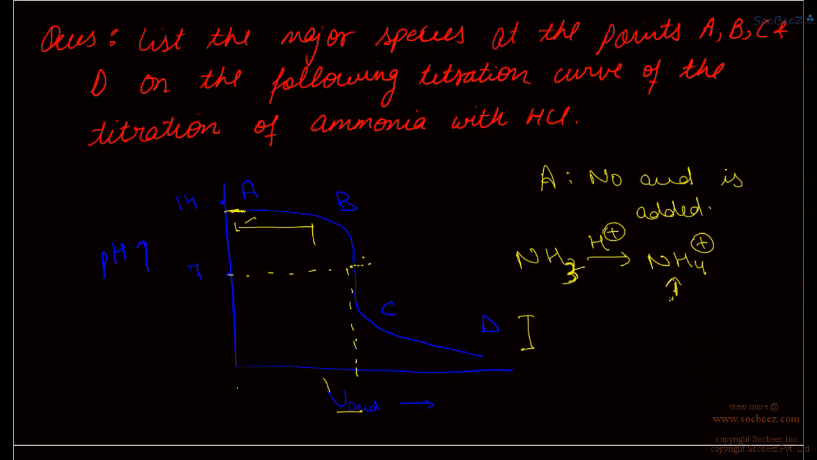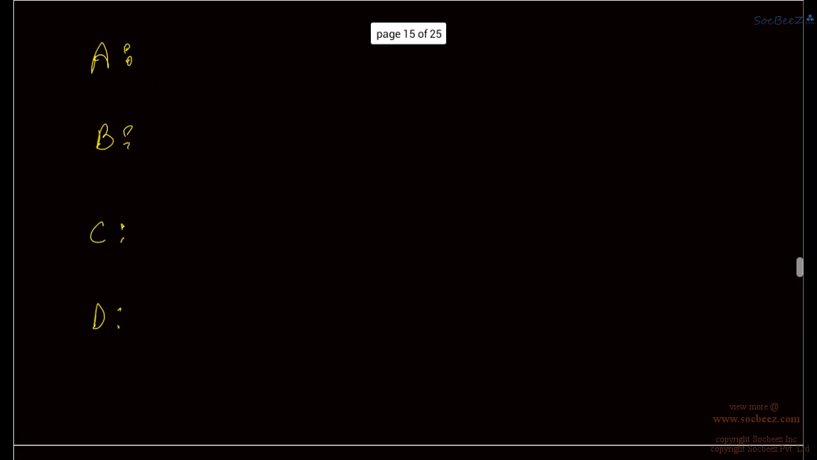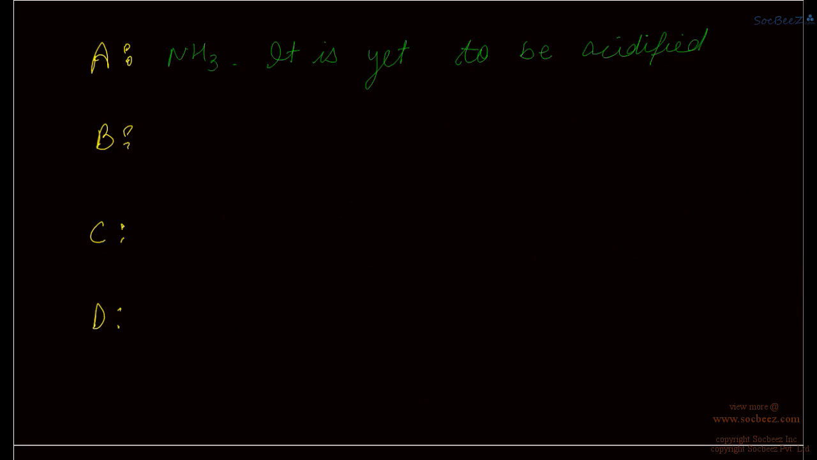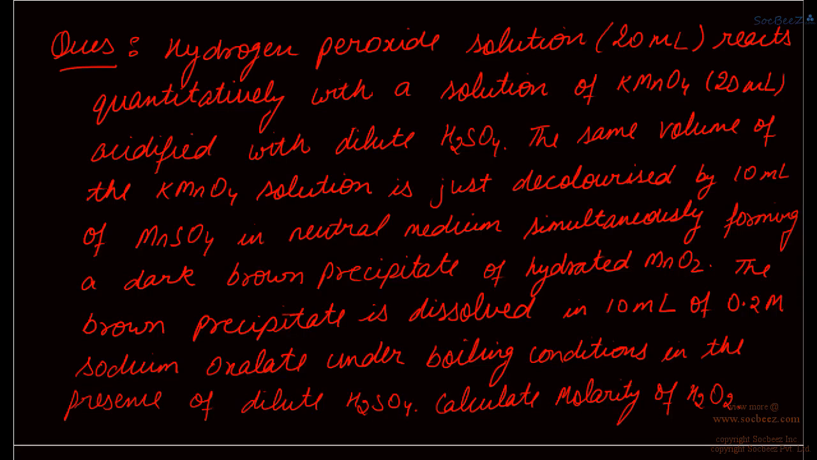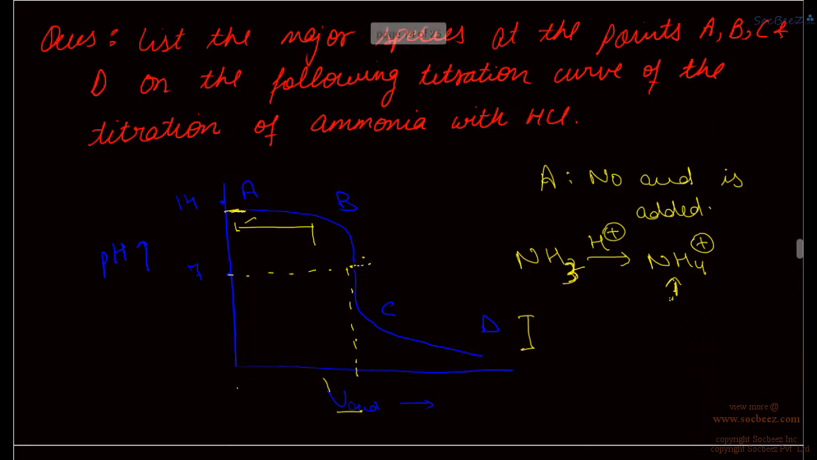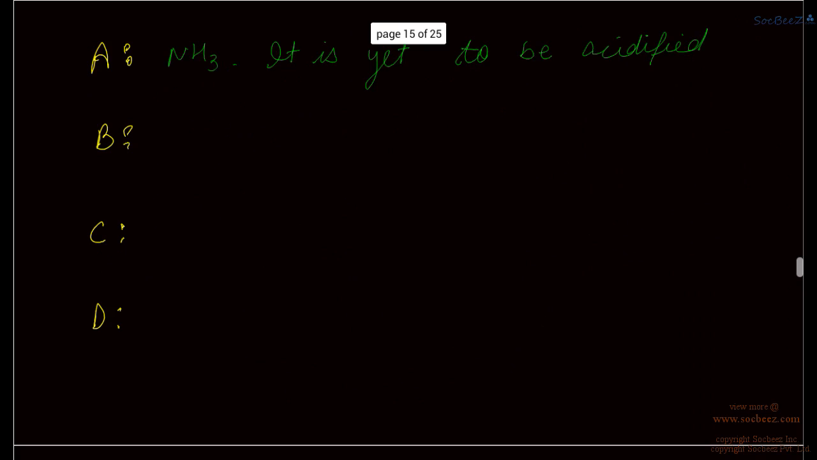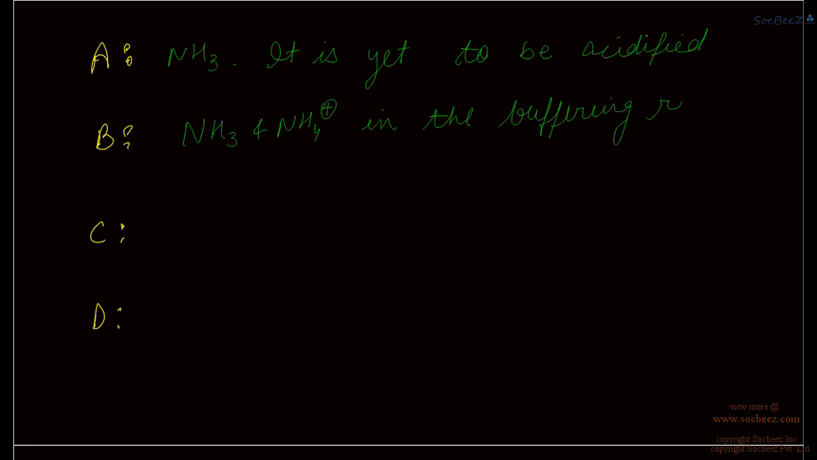At point A, as we have discussed, only NH3 is present. It is yet to be acidified. Okay, at point B, both NH3 and NH4 positive are present, but in the buffering region. Therefore, NH3 and NH4 both are present, but in the buffering region.